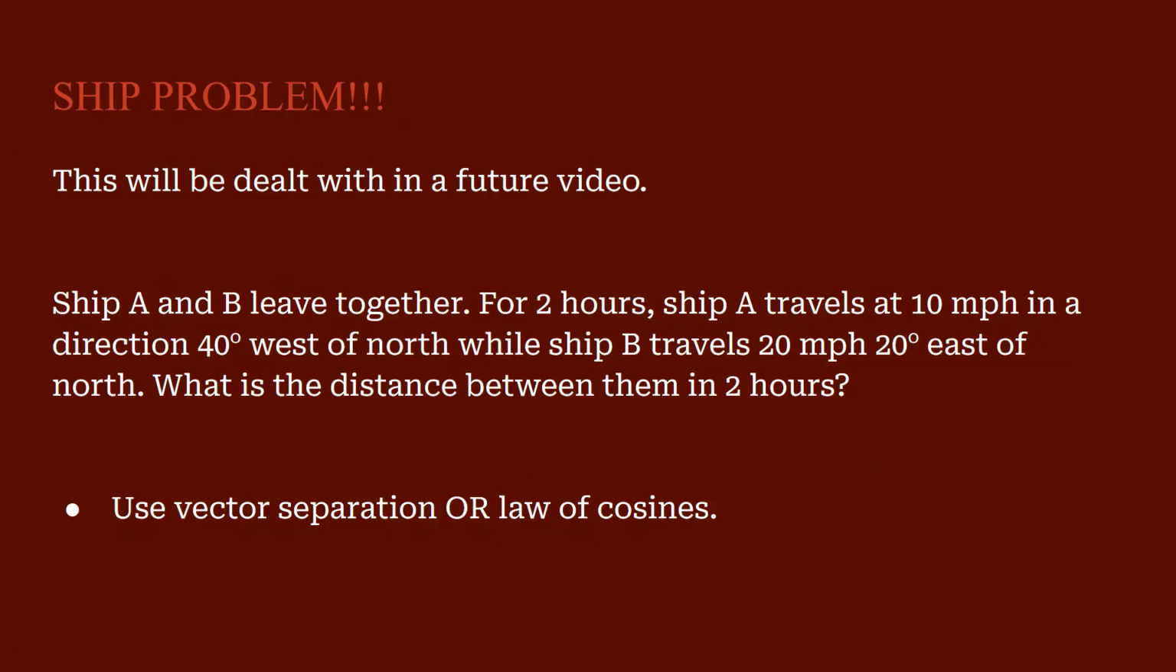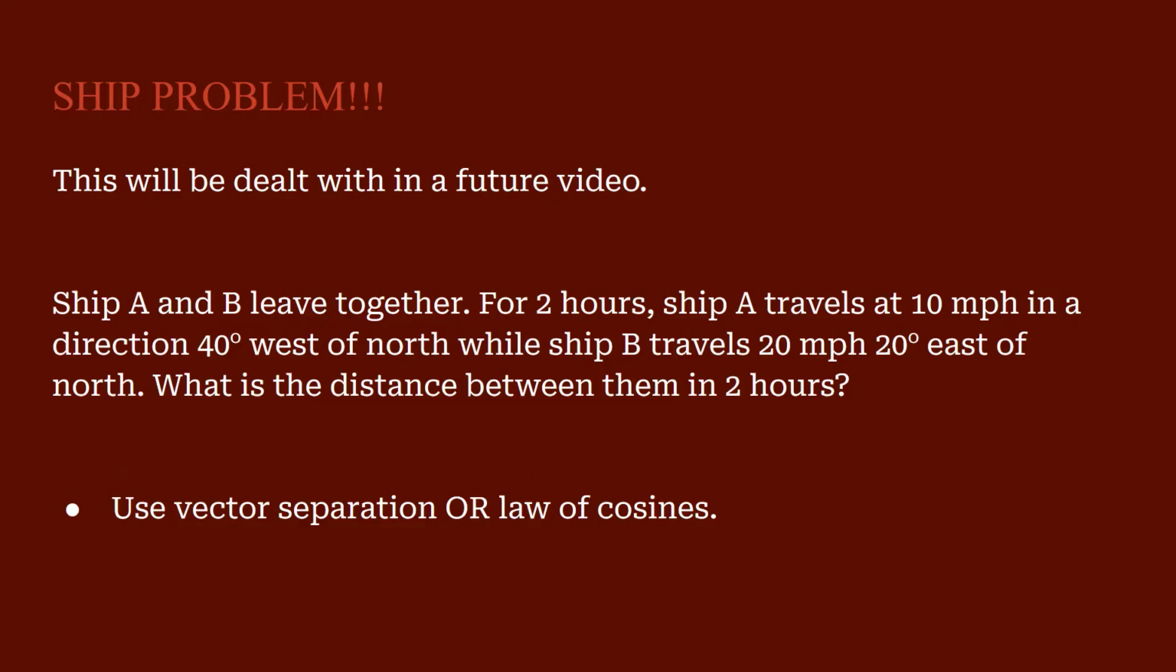All right. Here's a problem that we're going to look at in a future video, with lots of problems, but including this one. I just want to read it and talk about how we would or could solve it. So if we had a problem like this, ship A and B leave together from the same point. For 2 hours, ship A travels at 10 miles per hour in a direction 40 degrees west of north, while ship B travels 20 degrees east of north. What is the distance between them in 2 hours?